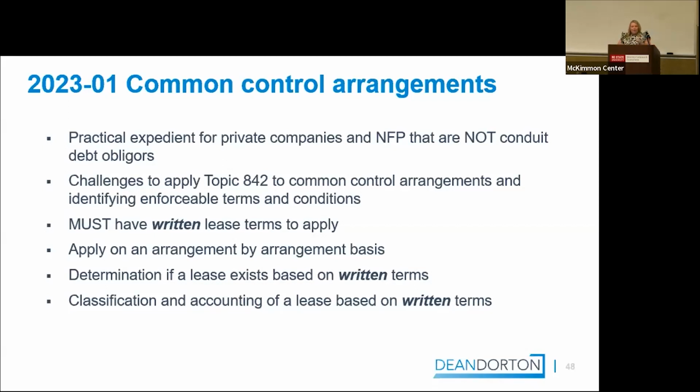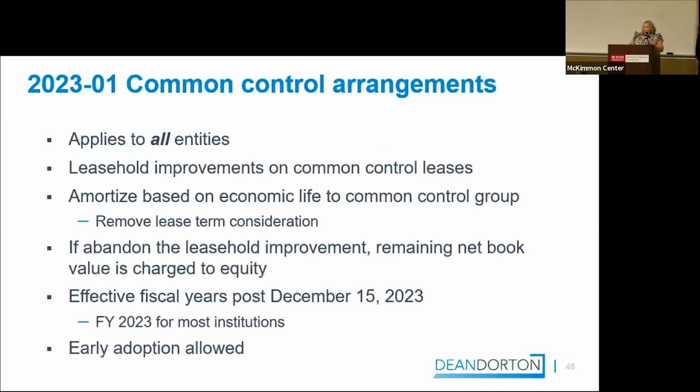Anyway, in order for this issue to apply, it has to be written lease terms. So it has to be in writing. Preferably not on the back of a napkin, but an actual document would be helpful. You have to determine the lease based upon the written terms, and then the classification and accounting of a lease is based upon written terms. Of course, common control is when someone controls both. So in the for-profit world, what we're seeing is an owner owns a building. They also own a portion of the company. The company pays rent to the owner to use the building.